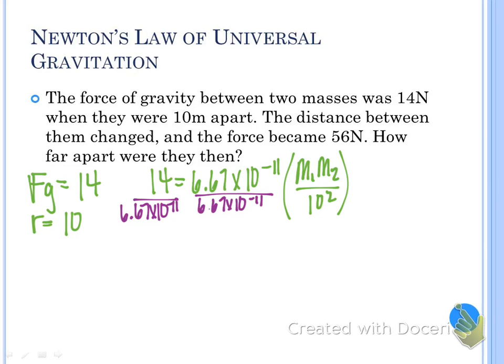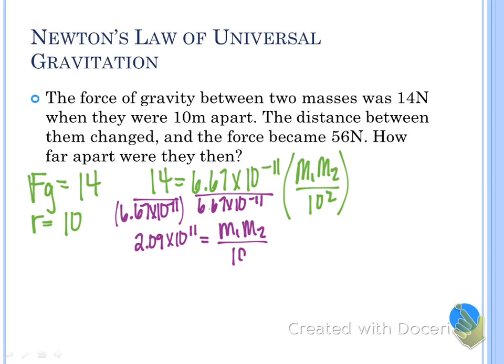Again, when you divide by something in scientific notation, you have to be very careful if you're not using the E button. If you are, you don't have to include parentheses. If you are not using the E button, you need to include parentheses around that term, so your calculator knows. That gives us a value of 2.09 times 10 to the 11th equals M1 times M2 over R squared, so 10 squared.